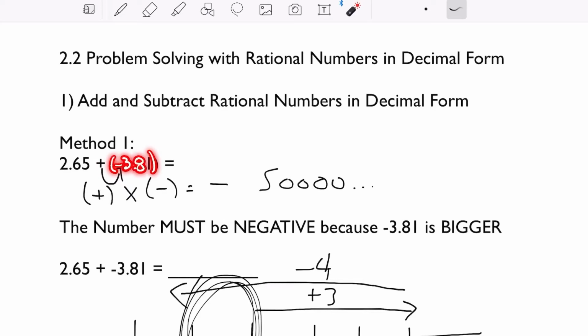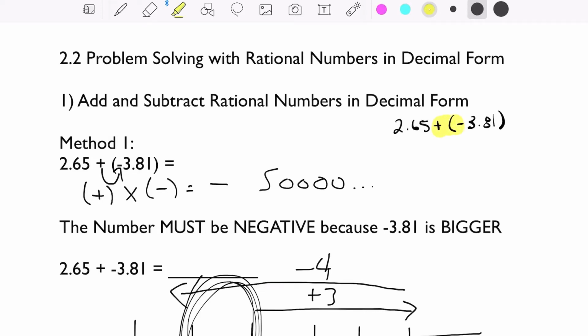So actually what's happening here is there's a plus and a minus right beside each other. And so I'm just going to write this over here and take a look at that one more time. 2.65 plus, and then there's a bracket, minus 3.81. So there's a few things going on here. You can't have two signs beside each other. It just doesn't work. So this scenario here means that some math is actually already happening.